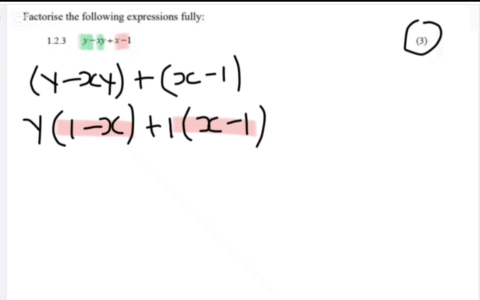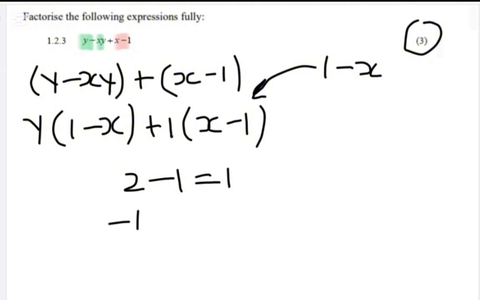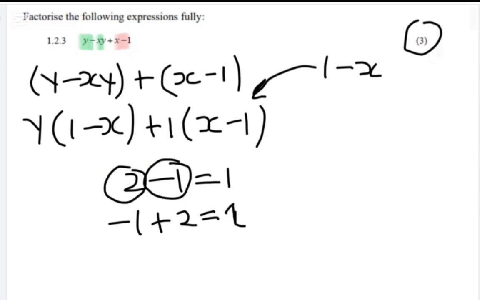But how can we make what is inside the brackets the same? We can change this one, because we are not used to something like this. We can change this one to make it the same as that one. How can we do that? You are going to want to change this 1 minus x to be the same as x minus 1. Remember, guys, 2 minus 1 is the same as 1, right? Even negative 1 plus 2, if you put it in the calculator, you're going to get 1. Even when you start with the negative and end with the positive 2, you're still going to get the same thing.